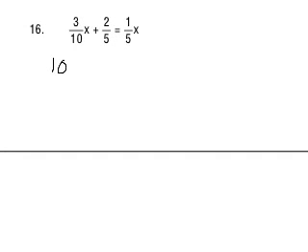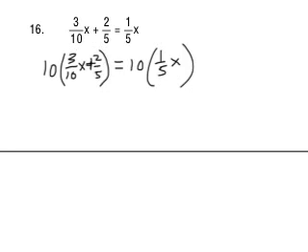So we're going to have 10 times 3/10 x plus, and then it's going to be 10 times everything on the side. Well, I'm going to do it a different way. We will multiply 10 times both sides, right? You do the same thing to both sides, everything's going to be fine. And we had to use the least common denominator, which is 10.